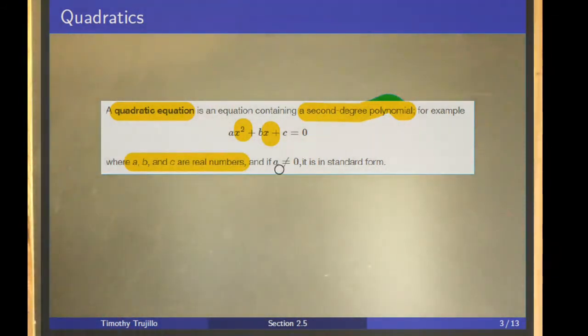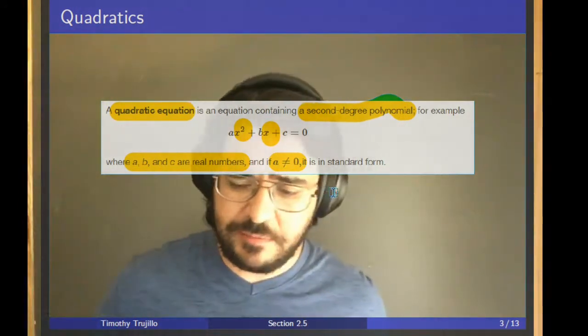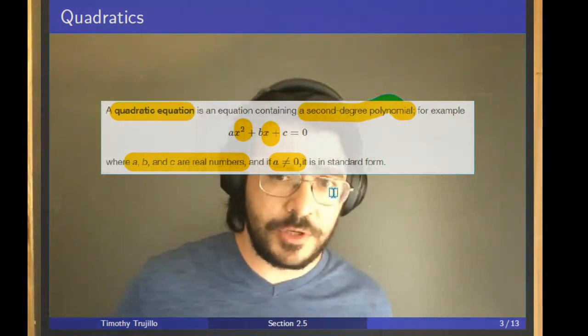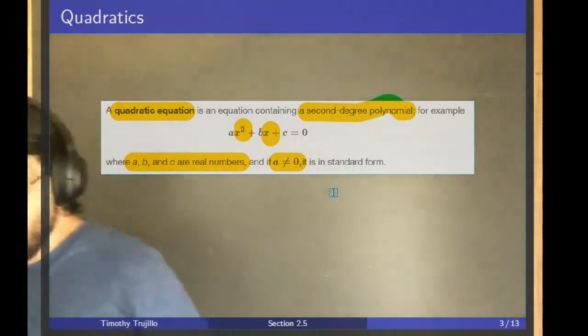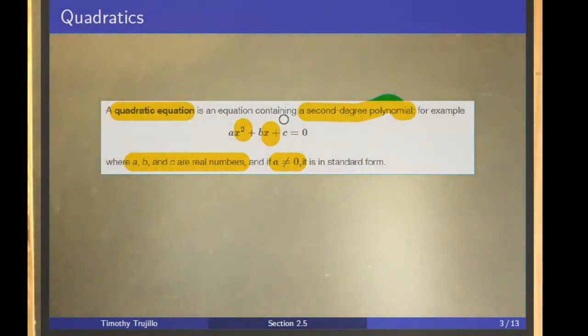The only condition that you have to be careful with is that a can't be equal to 0, right? And that makes sense. If a was equal to 0, we just have something like bx plus c is equal to 0. That's a linear equation, and we've already talked about those. So this really only pertains to things where a is non-zero. And then this format has a certain name.